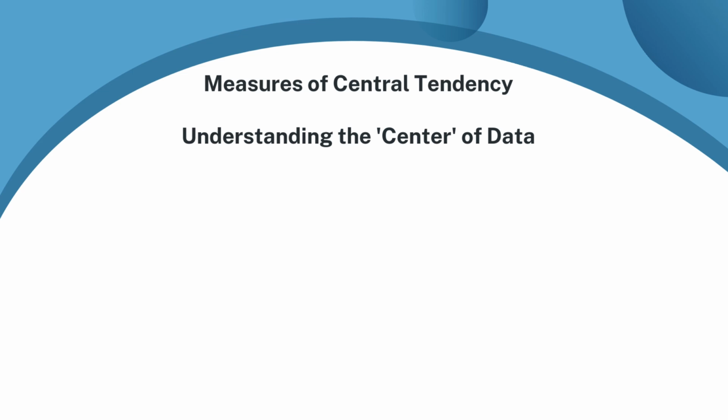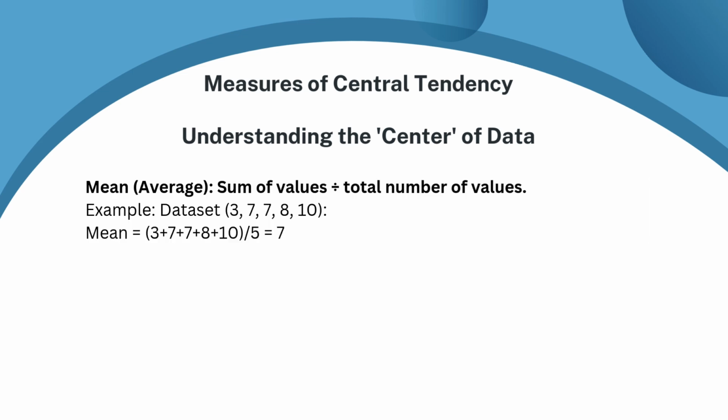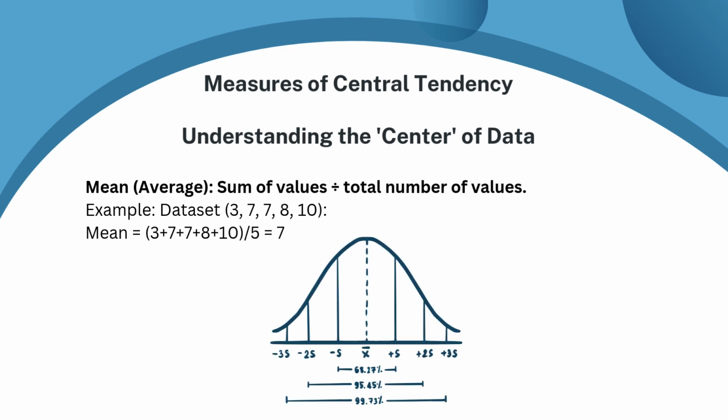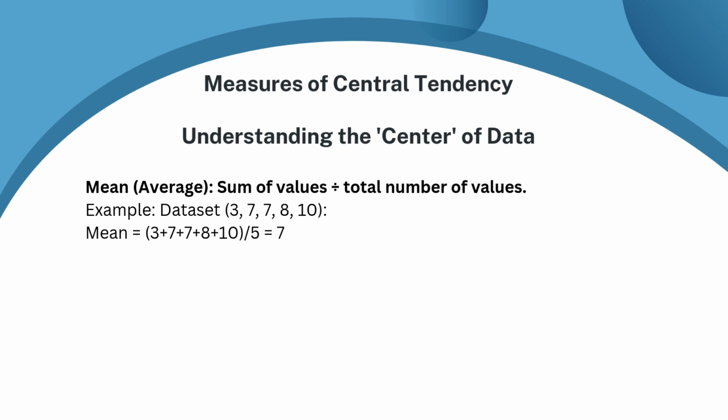First, we have the mean, or what most of us call the average. To calculate the mean, you add up all the values in the dataset and then divide by the total number of values. For example, if our dataset is 3, 7, 7, 8, and 10, we calculate the mean like this: 3 plus 7 plus 7 plus 8 plus 10, divided by 5 equals 7. So the mean in this case is 7.